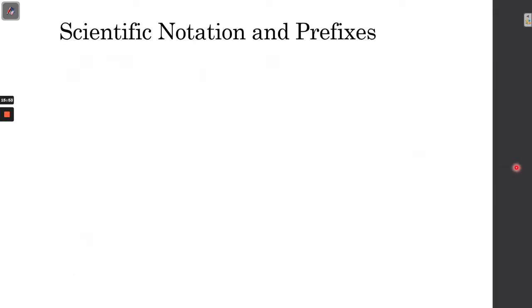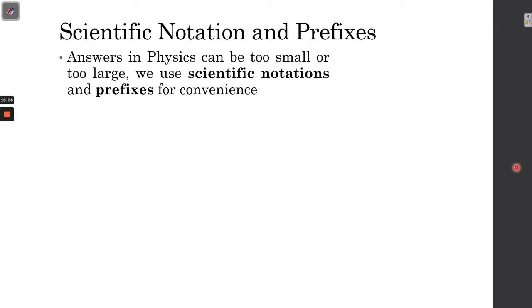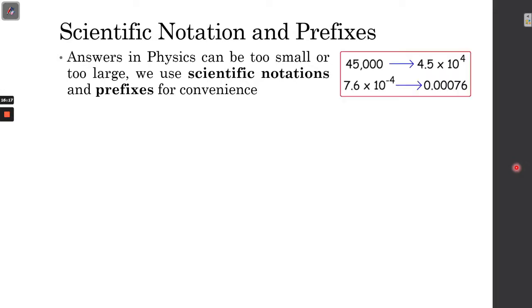Now let's talk about scientific notation and prefixes. When we are doing problems in physics, a lot of times our answers are too small or too large. That means we are writing a lot of numbers to quantify that quantity. What we do to shorten the way we write numbers is use scientific notation and prefixes. So the picture on the right is an example of scientific notation.